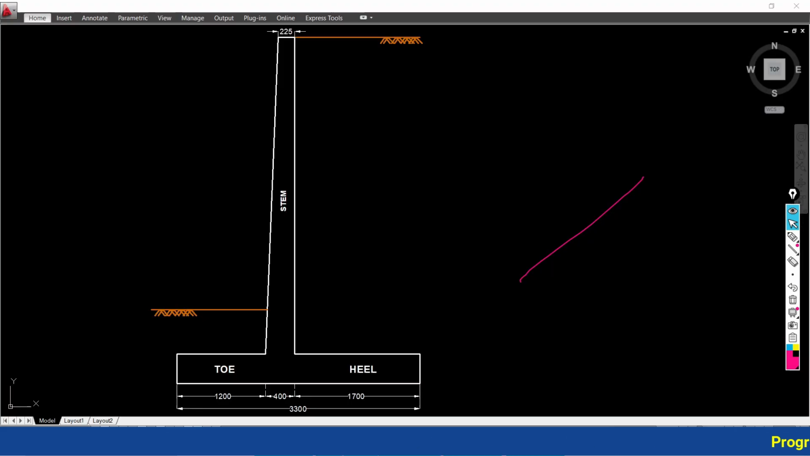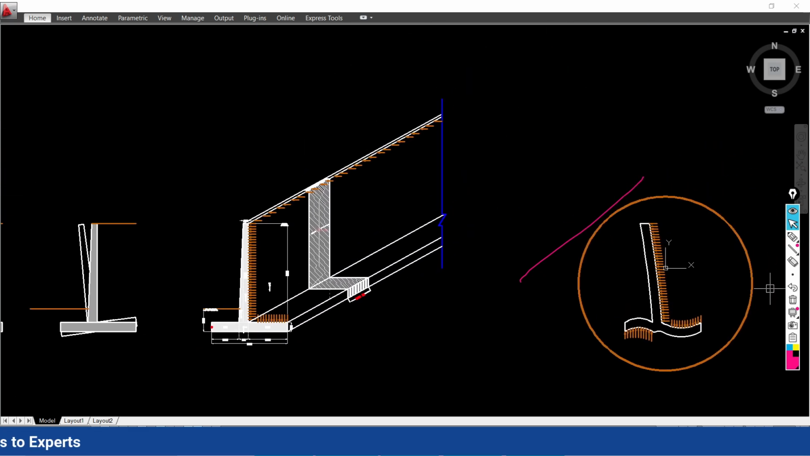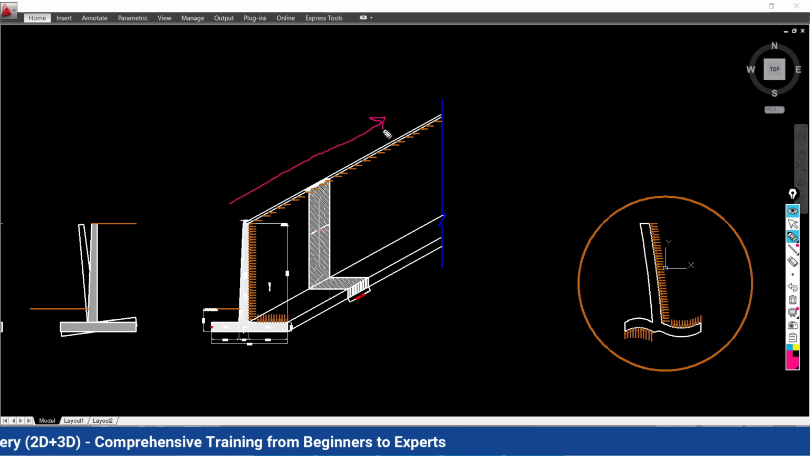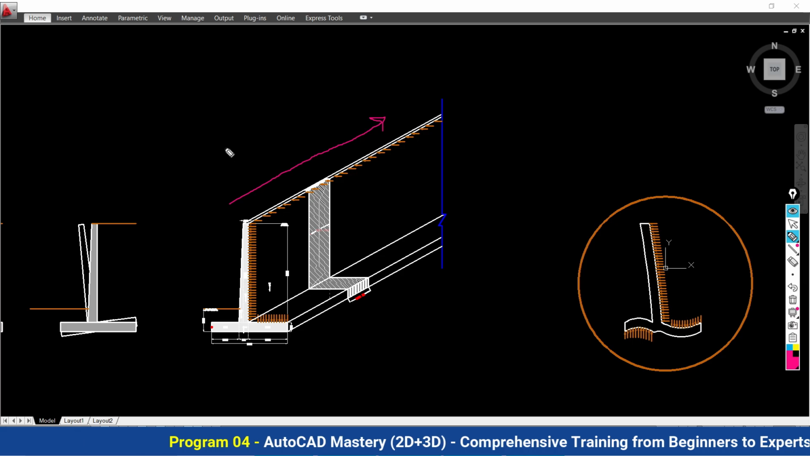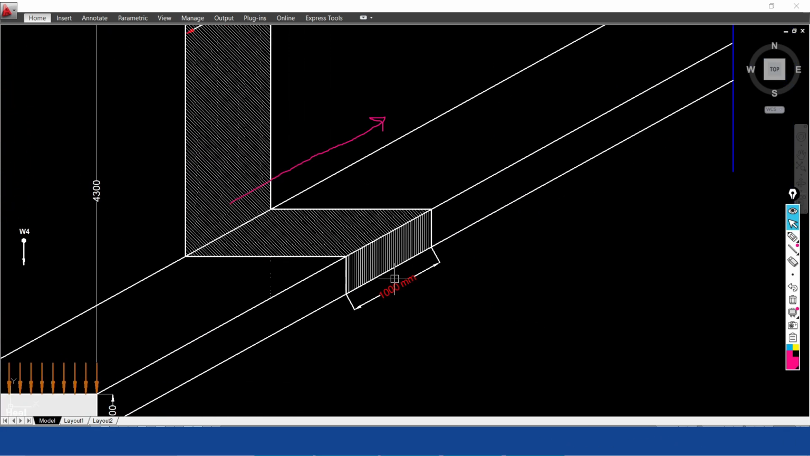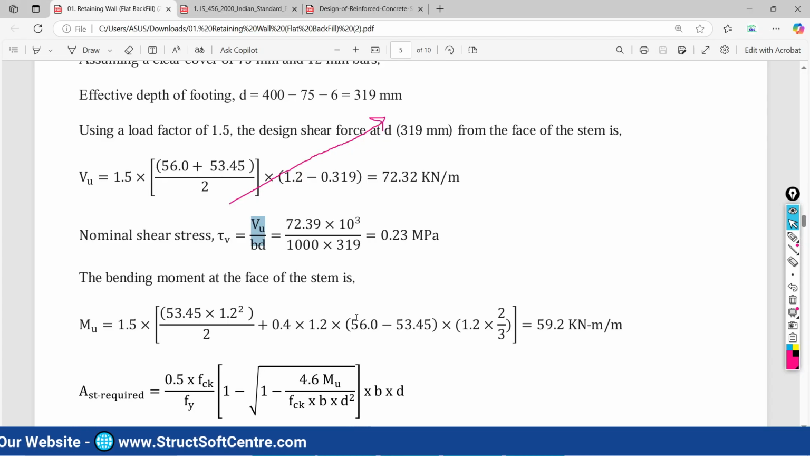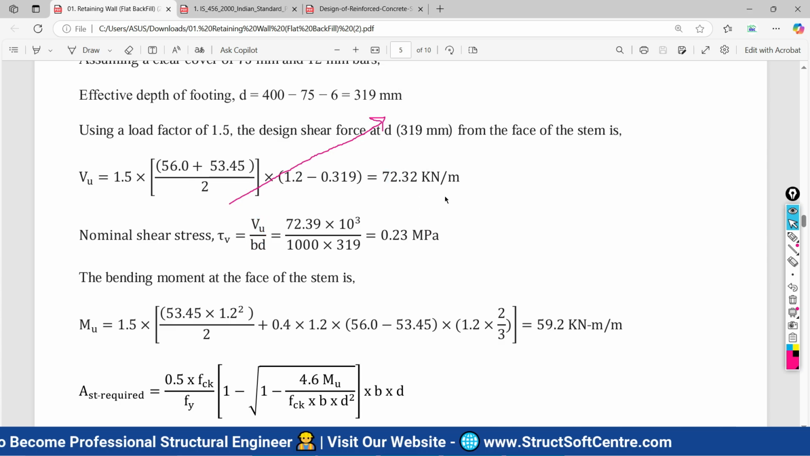Try to understand, all the calculation and all the design for the retaining wall we are going to do over 1 meter. Because the total length of the retaining wall is not given in your problem statement. It may be 200 meters, it may be 500 meters, it may be 1 kilometer length of the retaining wall. That is not defined. That's why we are doing this calculation by considering 1 meter length of the retaining wall. So for 1 meter only we are going to do the calculation. That's why it is 72.32 kilonewton per running meter length of the retaining wall.